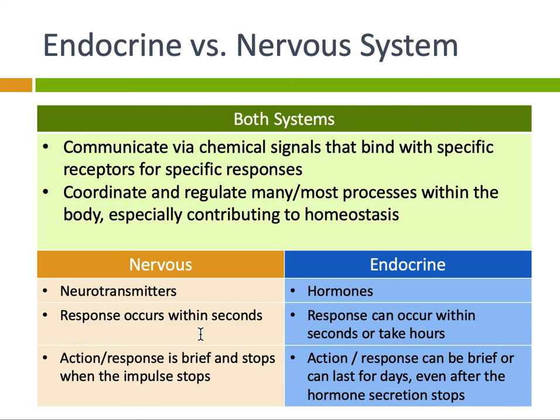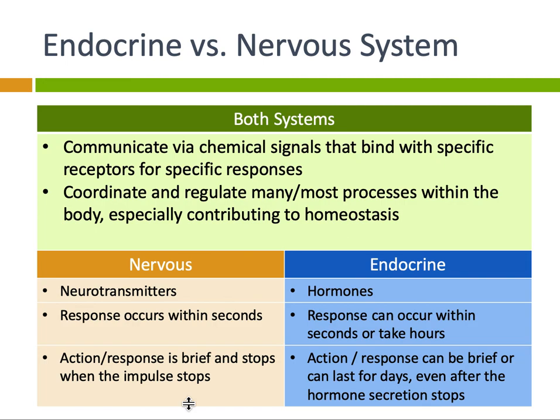The endocrine system, however, could occur within seconds, or it could take hours for this hormone to be released and circulated throughout our body. In the nervous system, the action or the response is very brief. And so this is going to stop whenever the impulse stops. So as soon as the electrical impulse is not stimulating the release of a neurotransmitter, we're done. The impulse just stops, the action stops, we're done. However, with the endocrine system, even after the endocrine glands stop secreting a hormone, the response or the action of that hormone can still last for a really long time. It can also be brief, or it could last for days. So those hormone levels could stay up a long time in your body until they eventually are broken down by the liver and then excreted from the body.